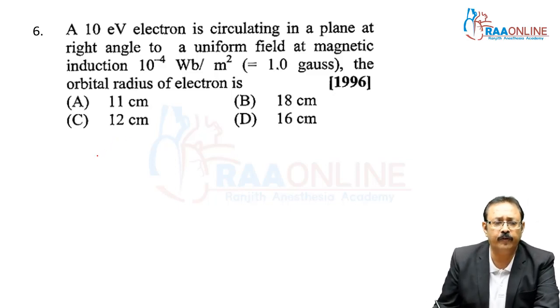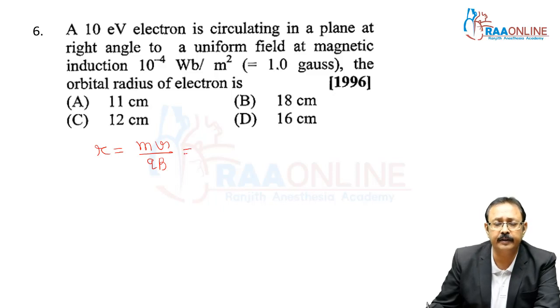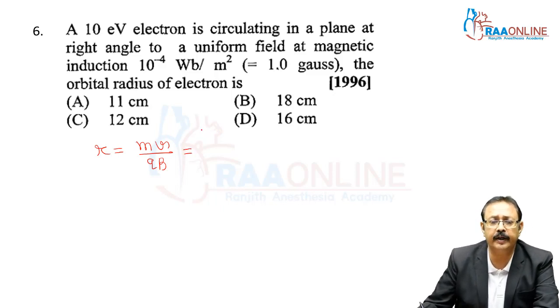What is the formula for radius? The basic formula was mv by qB, but they are giving us energy. So what do we have to write in place of mv? Root 2mE divided by qB.